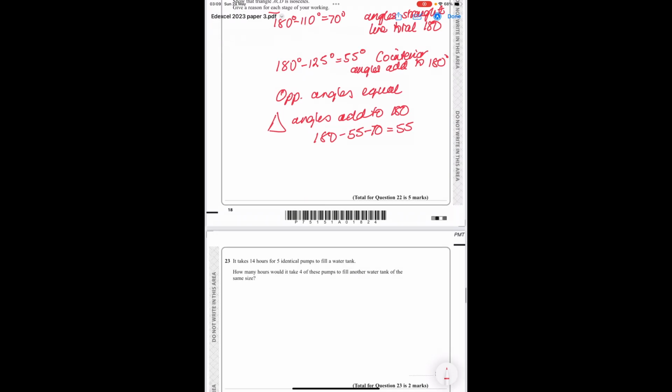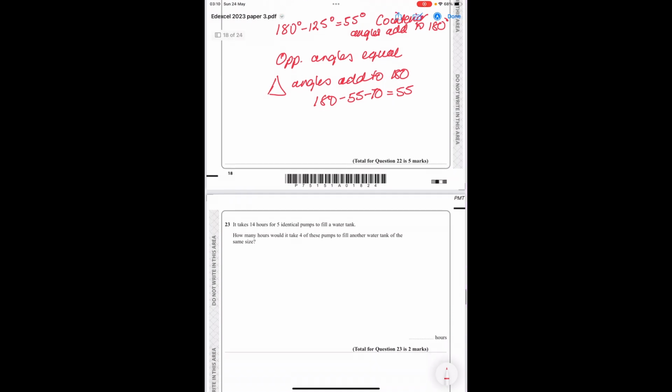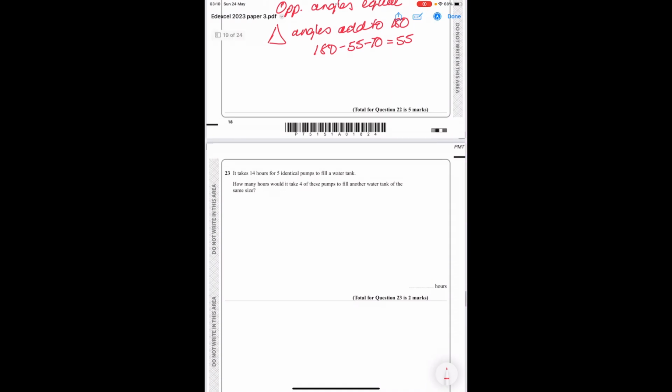Question 23. It takes 14 hours for 5 identical pumps to fill a water tank. How many hours will it take 4 of these pumps? So 14 hours equals 5 pumps. And we want to know how long it would take 4 pumps. So let's put 1 in the middle. So what would we do to get from 5 to 1? We would divide by 5. We would then times by 4.